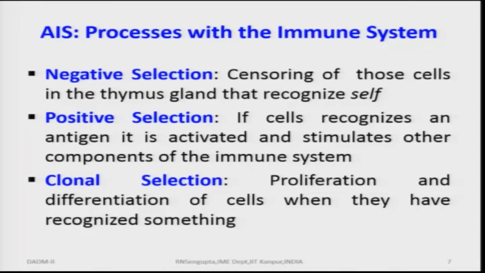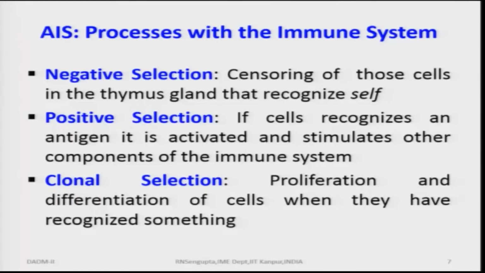In the positive selection, if the cells recognize an antigen, it is activated and stimulates other components of the immune system such that I am able to fight the system. So, both work in a complementary way: in one case I am positive, I build up my system accordingly; in the other case I am negative, I build up the enemies of the enemies to fight my overall system.